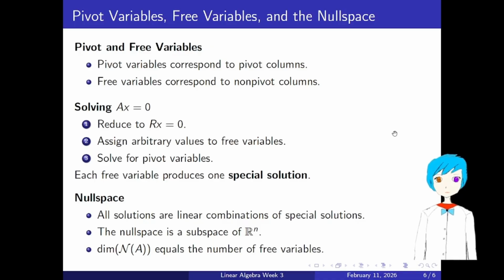Then we can have a clearer understanding of the structure of the null space. All solutions are linear combinations of special solutions. The null space is a subspace of R^n spanned by the special solutions. The dimensionality of the null space equals the number of free variables. That is, the number of linearly independent special solutions.